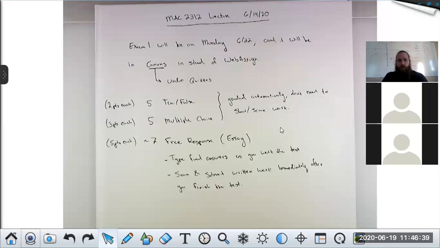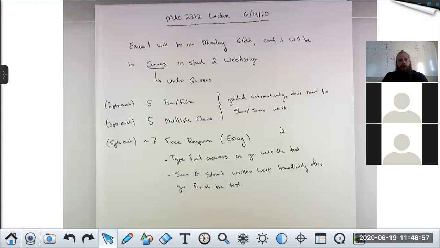The multiple choice questions will be brief calculation questions. So like, which of the following is the correct partial fraction setup for this function? Something like that. Those are the flavors of multiple choice questions I use.